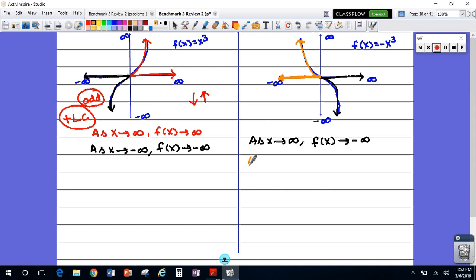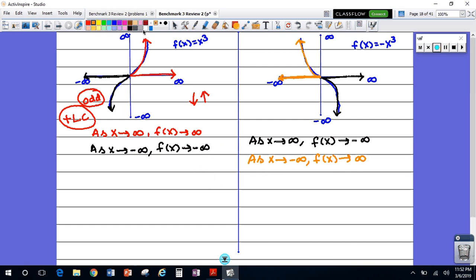It means as x tends to minus infinity, then f of x tends to positive infinity. So again here you cannot combine these two results.